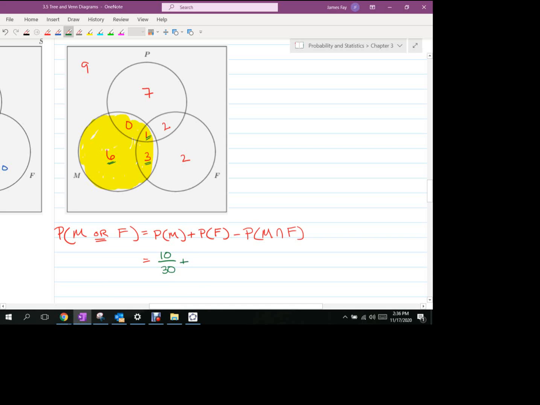Now, the probability of being a factor. Being a factor of 30. How many things are highlighted there in blue then? So it'd be 2, 4, 7, 8, right?